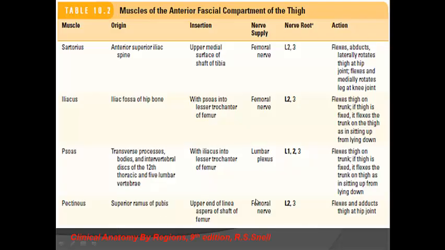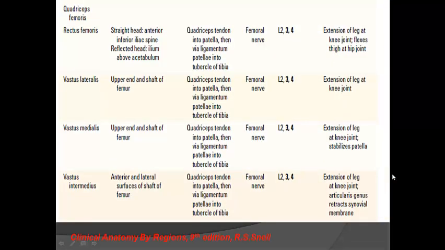Now, this is the table that summarizes the origin, insertion, nerve supply, and action of the muscles. I'm not going to get into the specific details. I kept it here because I think this is a little bit clearer. The muscles are not as many as they were in the hand, so that's why I felt comfortable leaving it here. These are all the muscles of the compartment.